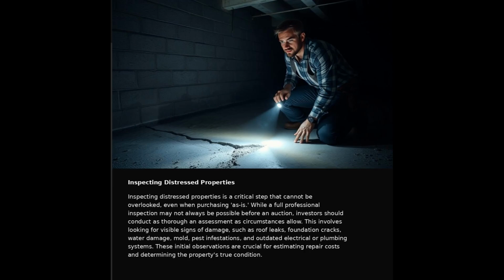While a full professional inspection may not always be possible before an auction, investors should conduct as thorough an assessment as circumstances allow. This involves looking for visible signs of damage, such as roof leaks, foundation cracks, water damage, mold, pest infestations, and outdated electrical or plumbing systems. These initial observations are crucial for estimating repair costs and determining the property's true condition.